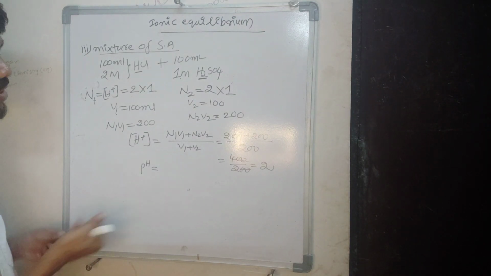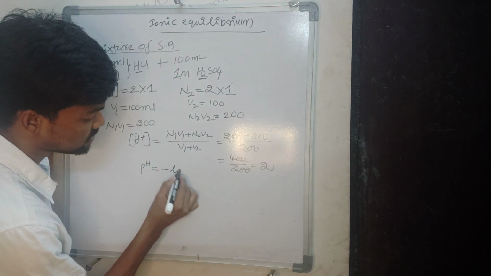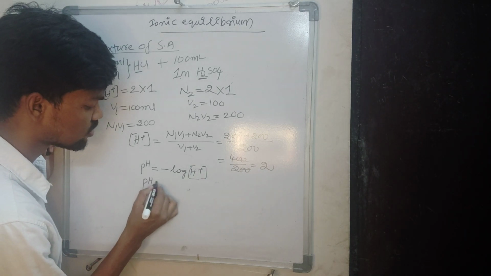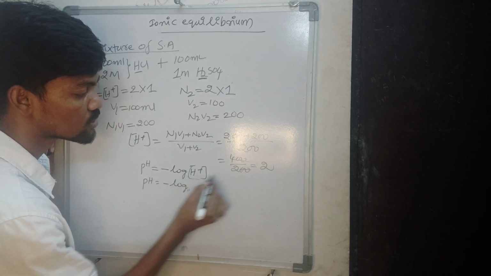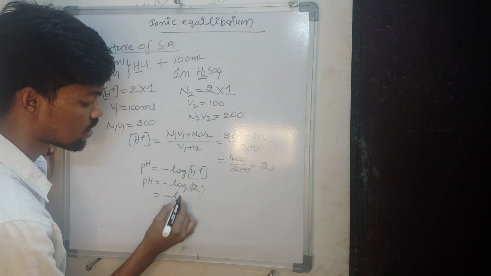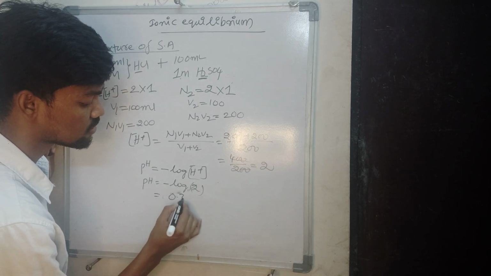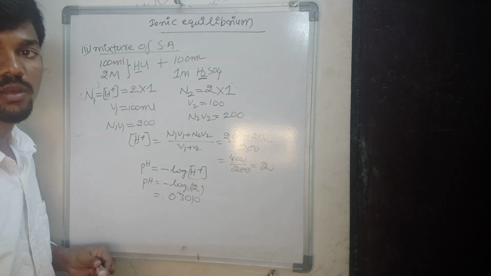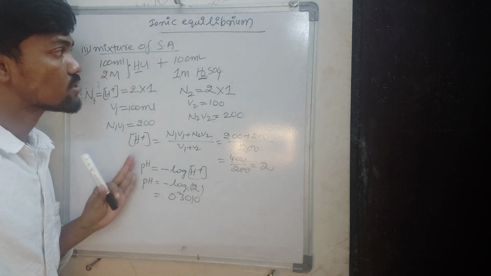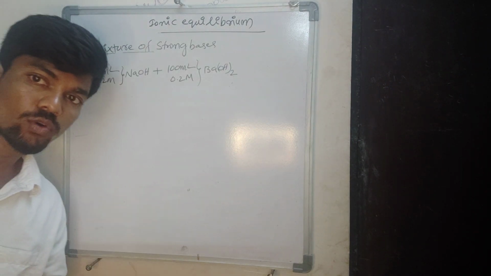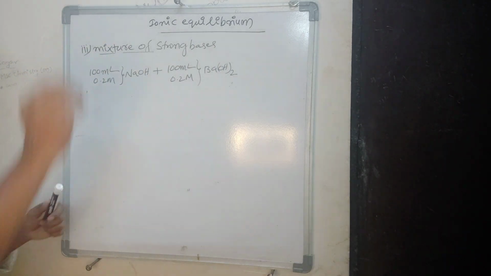You know the pH value. What is the formula for pH? Minus log H plus concentration. Listen, pH is equal to minus log H plus, which is 2 here. Minus log means log 2 value, which is 0.3010 or something, will be the answer. This is the pH value for strong acid. So if strong acids are mixed, we can find out like this. Understand?